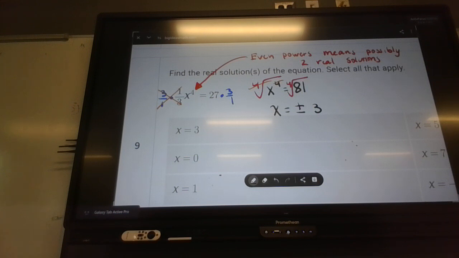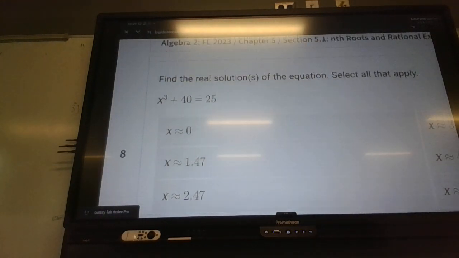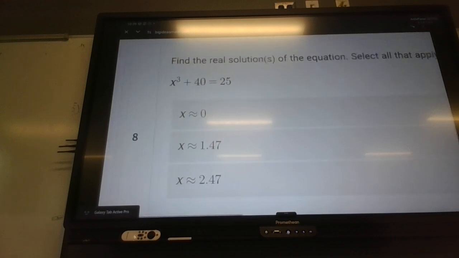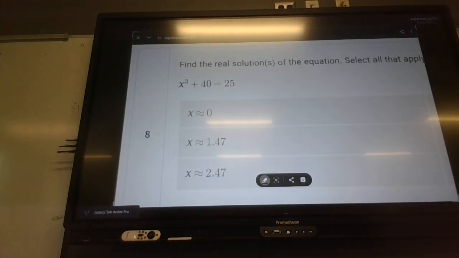Which one should we do next? Anybody? Let's go back and do 8. All right, let's try 8. We'll have to use a calculator here. I see the answers are decimals. I'm going to go ahead and make a note that this is an odd power. So I'm going to have one solution.